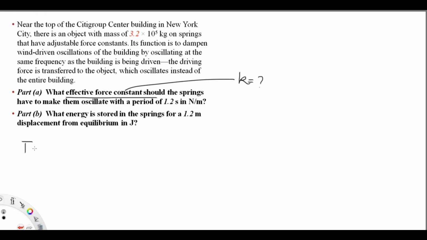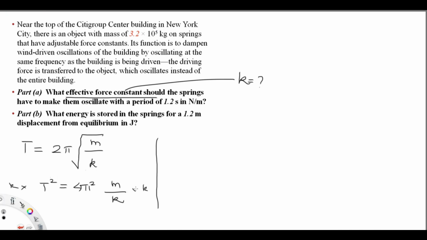To find K, the time period again is 2 pi square root of mass over K. We want to find K, so you can take the square on both sides. So T squared is 4 pi squared m over K, and then multiply both sides by K. So K and K, you can cancel. And then also divide both sides by T squared, just to get rid of that on the left. So then K would be 4 pi squared m over T squared.